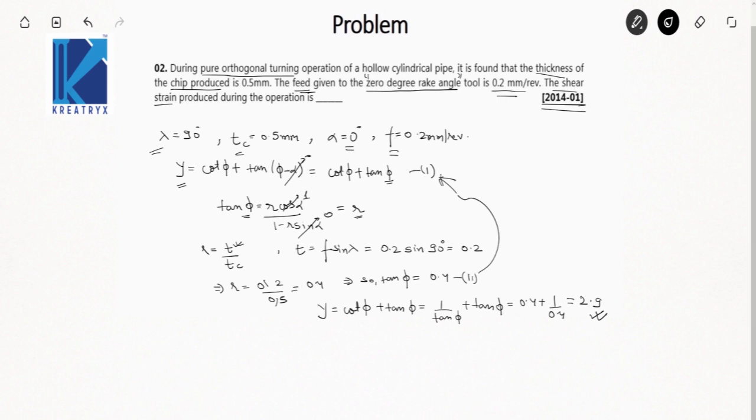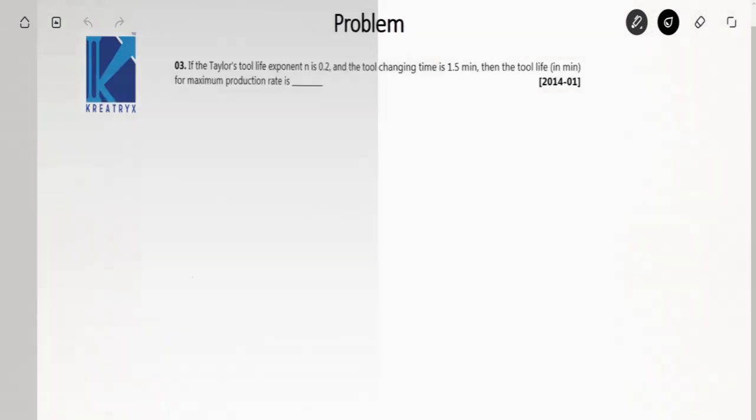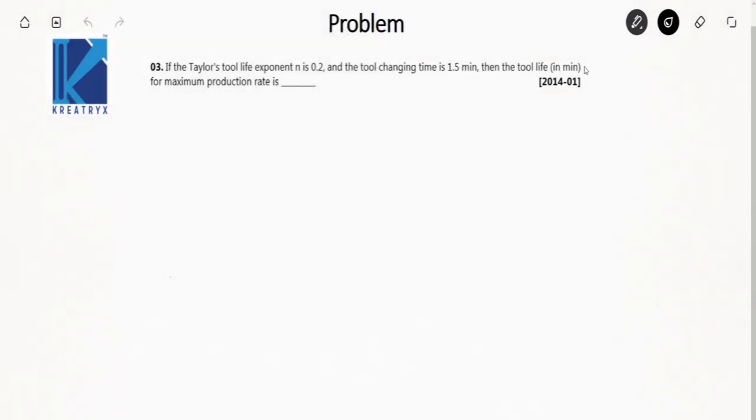Now moving to the next question. So this is again a GATE question from the year 2014. So first of all, we will read the question. So what does the question say? If the Taylor's tool life exponent n is 0.2.